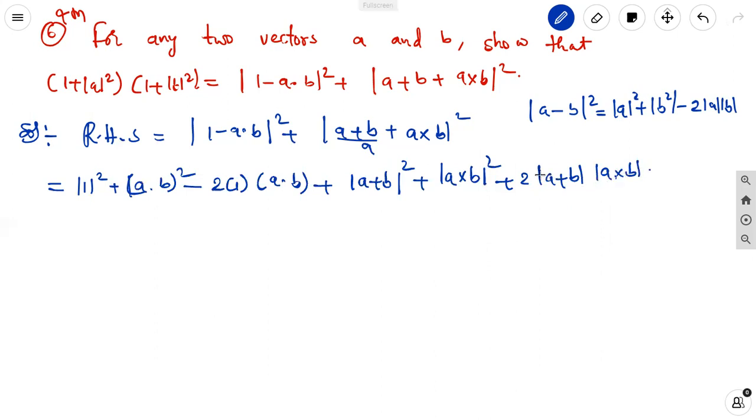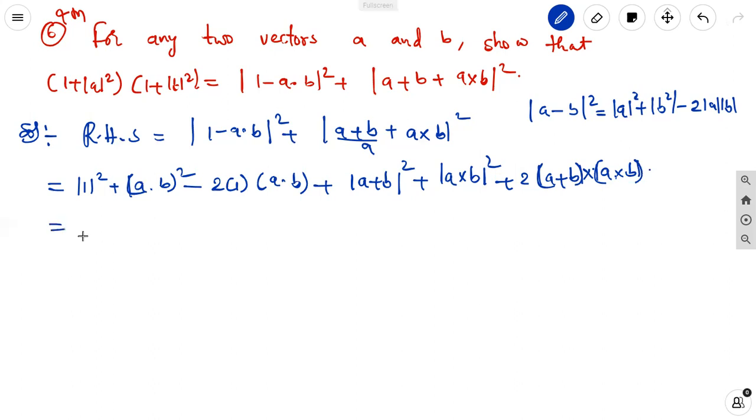That is it. Or 2 into mod (a plus b) into mod (a cross b), we can take it as the product also. Or here, a plus b plus c, a cross b, we can take it as a cross product in between two vectors.